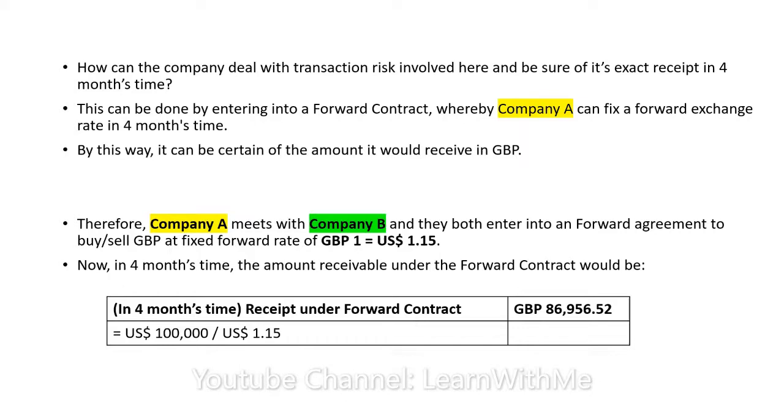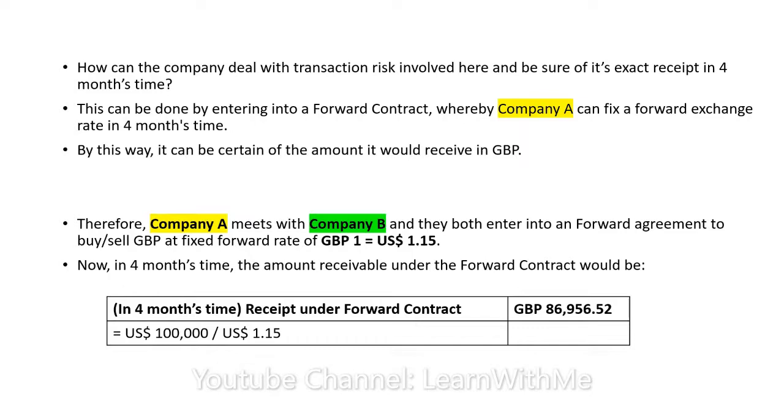So therefore company A meets with company B, which is our counterparty here, and they both enter into a forward agreement to exchange currency at a fixed forward rate of GBP1 is equal to US dollars 1.15. Now say we arrive at the end of the duration in 4 months' time. What would be the net amount receivable for company A under the forward contract?